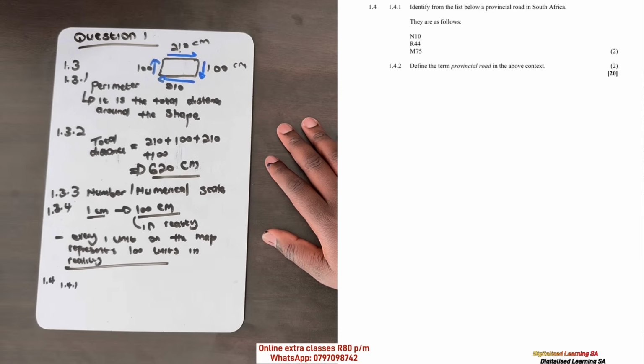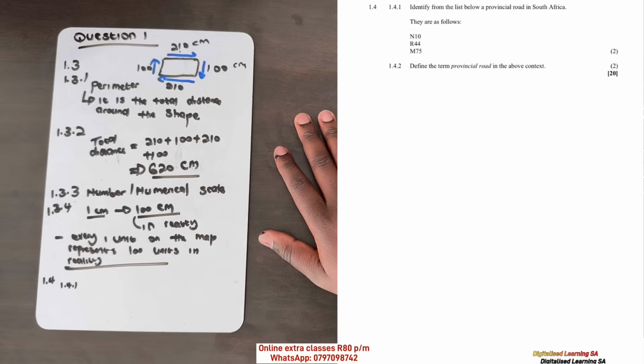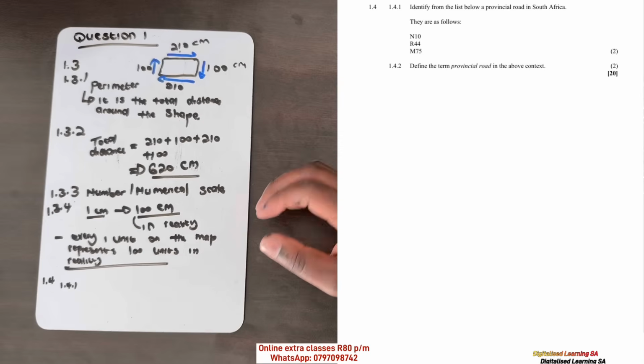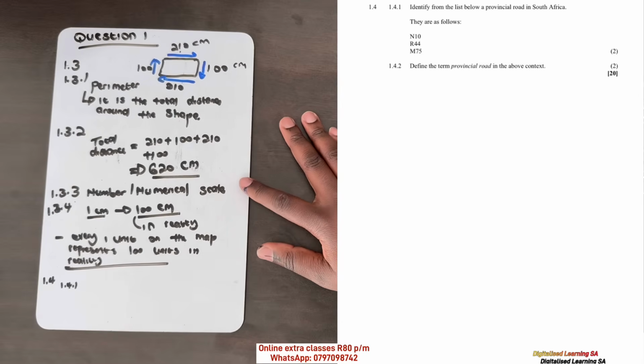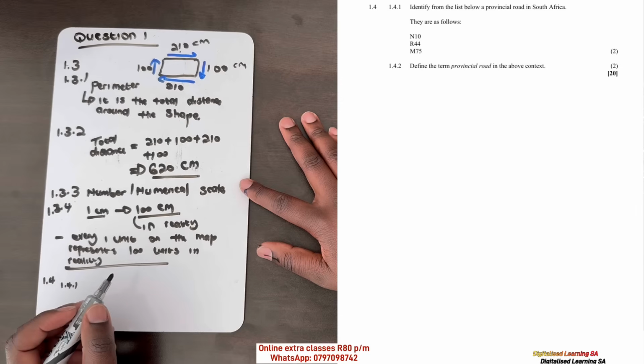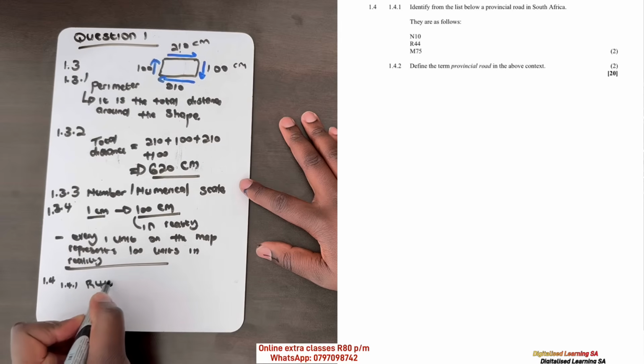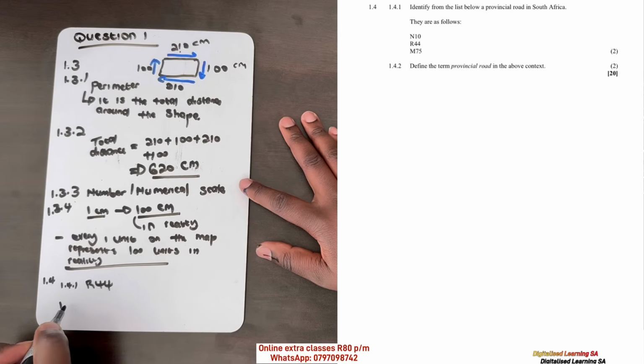So let's explain all of them. If a road starts with N, the N stands for national. If the road starts with M, M stands for metropolitan. There are cities that have metropolitan municipalities, so those are metropolitan roads. And R stands for regional, which is provincial. So we can easily say that the provincial road will be R44.